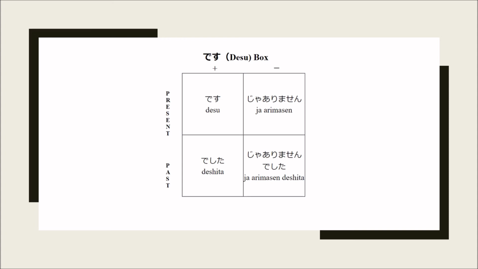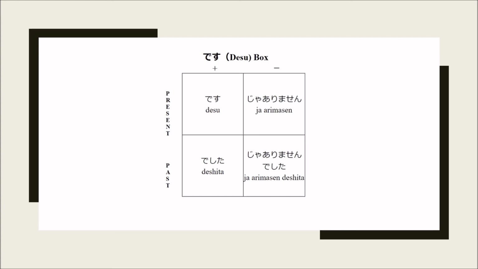So the first box we are going to learn, and all the boxes are constructed the same way, is the desu box. Desu is present positive. So if I said, sore wa ringo desu, that is an apple. Of course, it might not be an apple, and then I would need to say, sore wa ringo ja arimasen. In the past, I would say, sore wa ringo deshita.